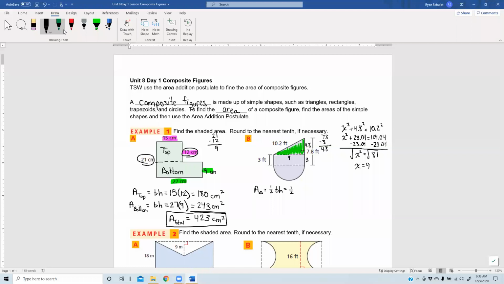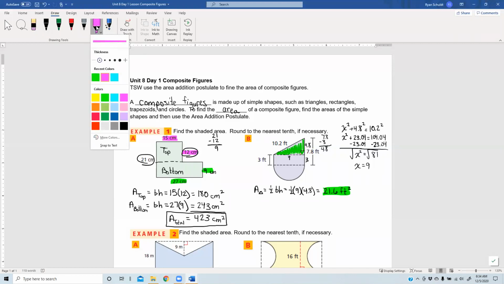Now we know the base. So 9, the height of the triangle is 4.8. So then I need to do 1/2 of 9 times 4.8. It's going to get me 21.6 feet squared. So again, that's the area. I'm going to try to color code these to keep things straight. That's that area. Now we have to deal with the rectangle.